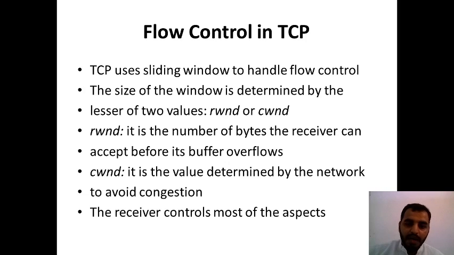The second one is congestion. It is the value determined by the network to avoid congestion. It means one car at a time on the bridge, on one lane. This is the rule for avoiding congestion. If two cars go on that lane, there is a chance that congestion can happen. It is not sure that congestion will happen, but there is a chance. And the last point is that the receiver controls most of the aspects.